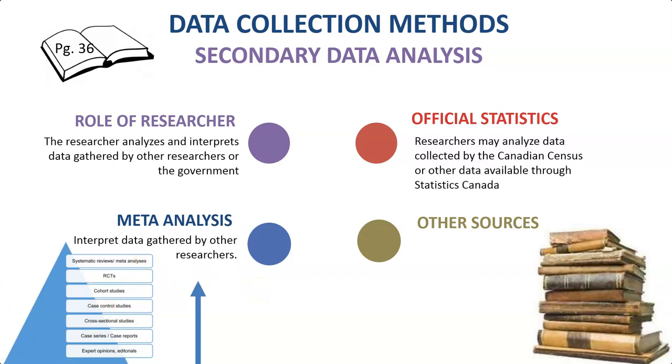Another secondary data analysis is using official statistics. So researchers may analyze data collected by things like Statistics Canada or through the census. Other sources include historical documents or personal documents, public records, and so on.